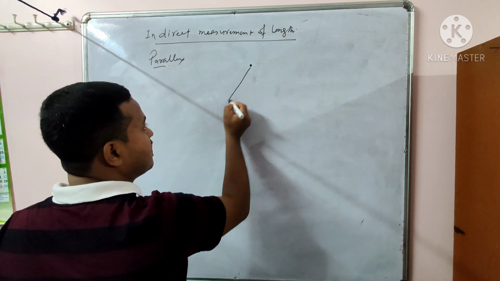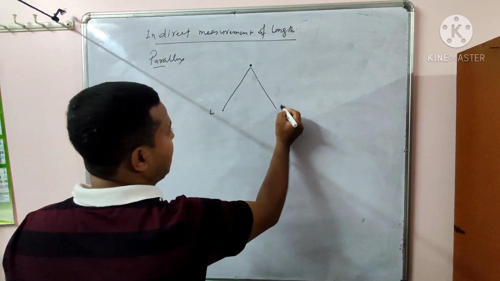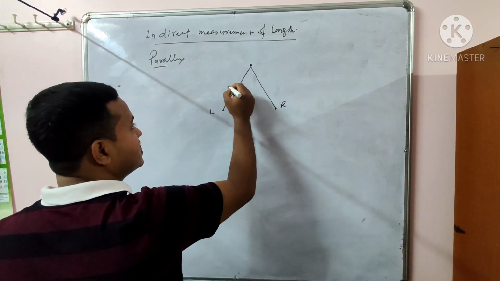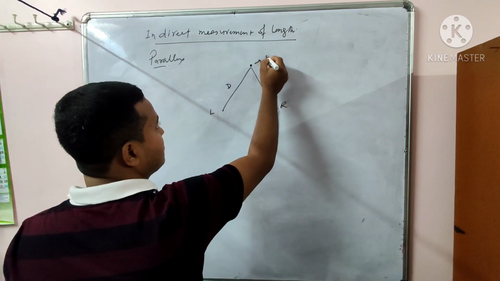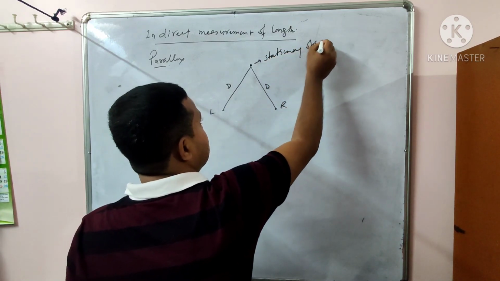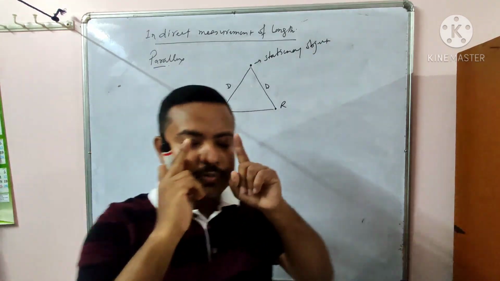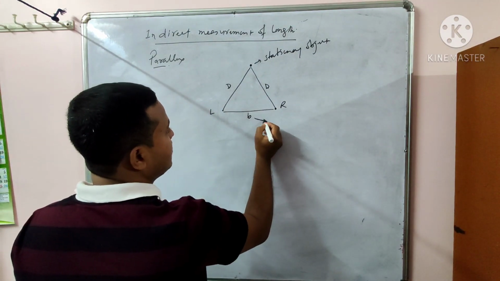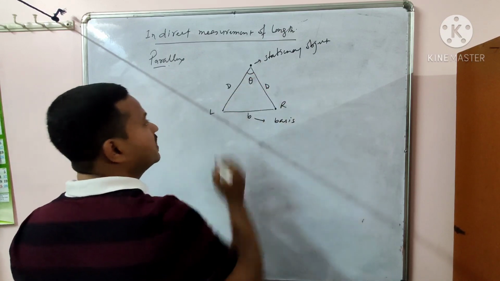Now here, suppose this is the left eye and this is the right eye. If you focus with the left eye, suppose this distance is D, and with the right eye it is also D, the distance to the stationary object. The distance between the two observation points, left eye and right eye, is called the basis. And this is the angle theta.